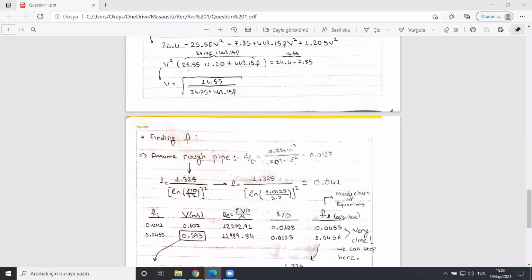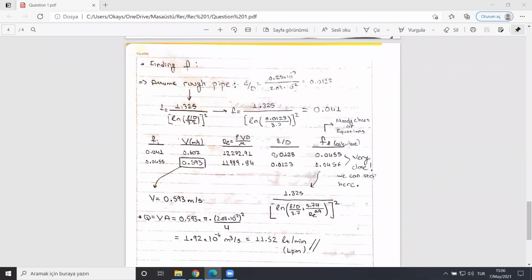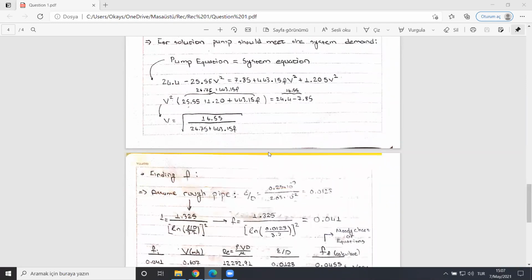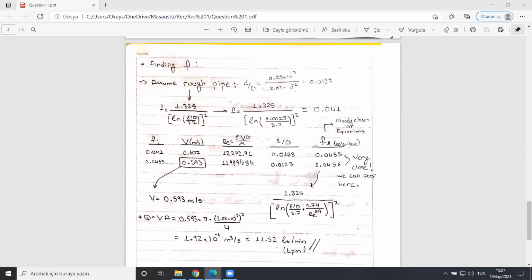Any other question? Yes, why did we choose the second velocity, not the first one? What do you mean? You mean the second type of problem? No, 0.5, not the first one that you found. You mean why did we choose this one? Yes. Okay, we don't know the velocity.